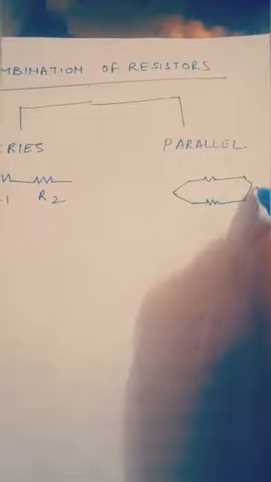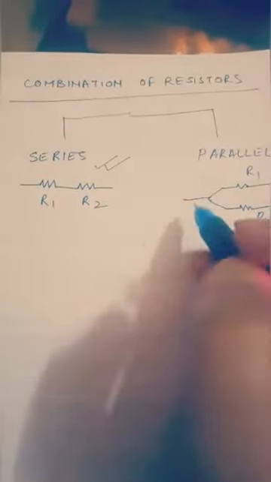And if I connect the resistors in this form, one end, the very first end of the two resistors, to one terminal and the last end of the resistors to the other terminal, this type of combination will be called the parallel combination. So first we are going to study about the series combination.